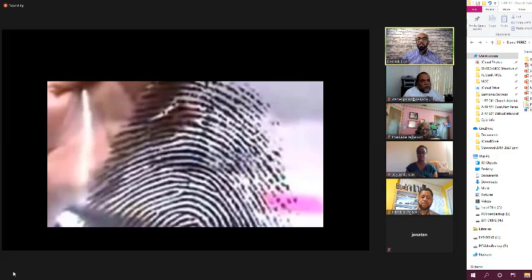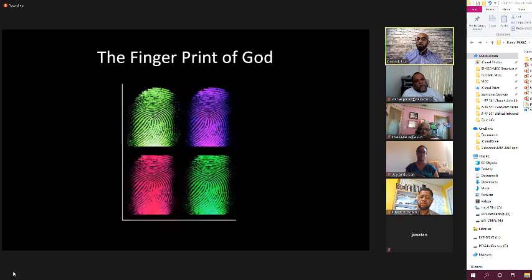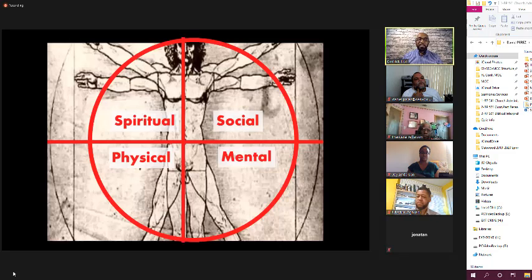And so if the fingerprint of God is upon us, what is that fingerprint? If we are created in the image of God, if we bear the likeness of God, if we are to represent God in what we say and what we do and how we operate, what is that fingerprint? Well, that fingerprint is the balance of the spiritual, the social, the physical, and the mental. When all of those things are in balance, then we are healthy.